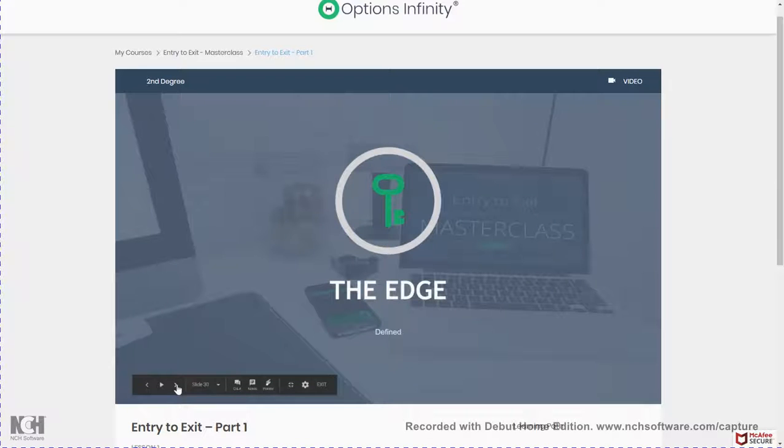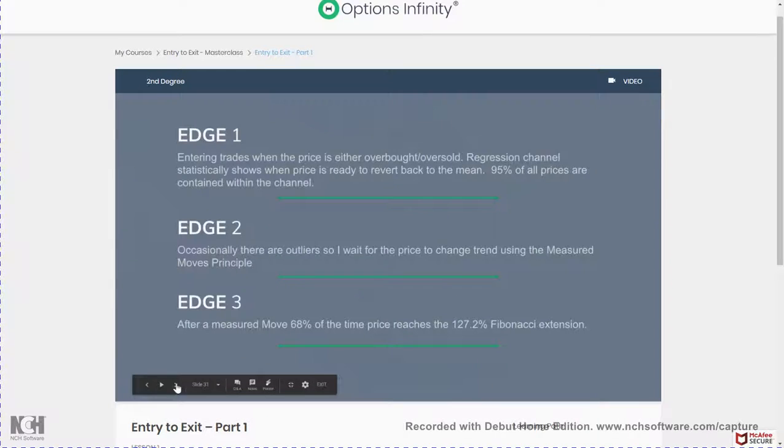Now, it's very important to have an edge. Think in terms of a casino. A casino has an edge over the players. If you look at the roulette, for an example, there are 18 reds and 18 blacks, but there's a 0 and a double 0. This is the edge for the casino. In the long run, they cannot lose. They have a 5% edge. What we need to do is establish that edge in our trading.